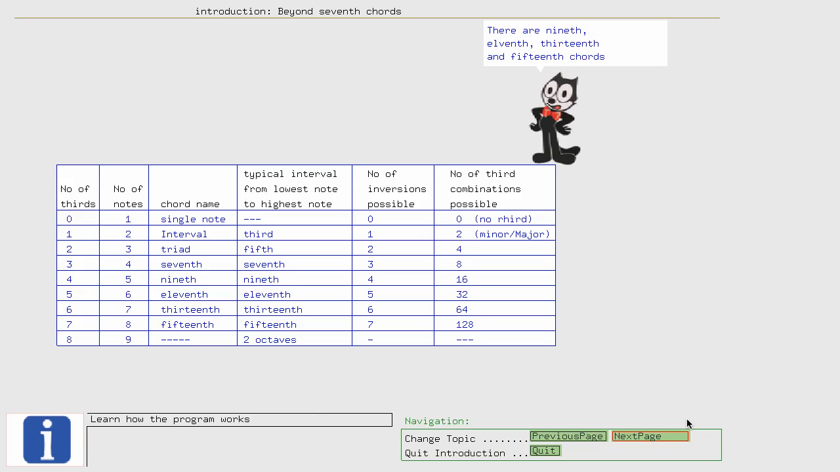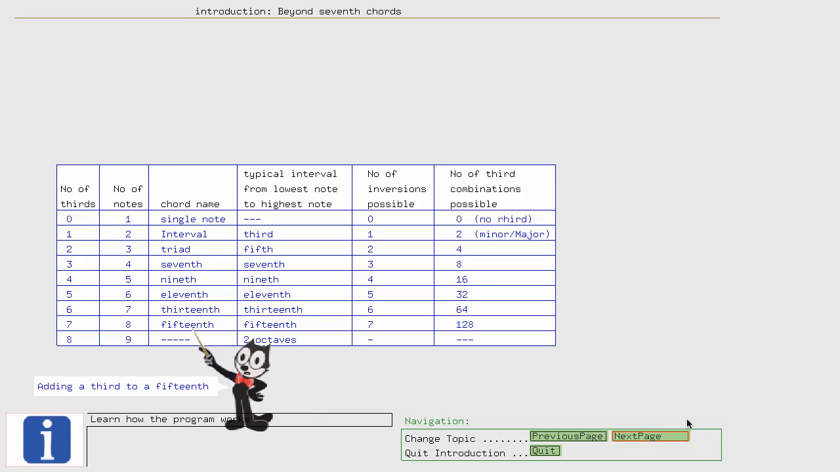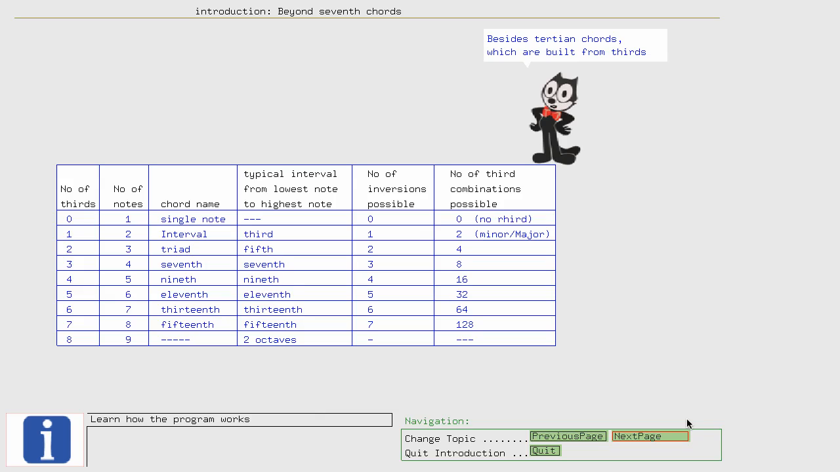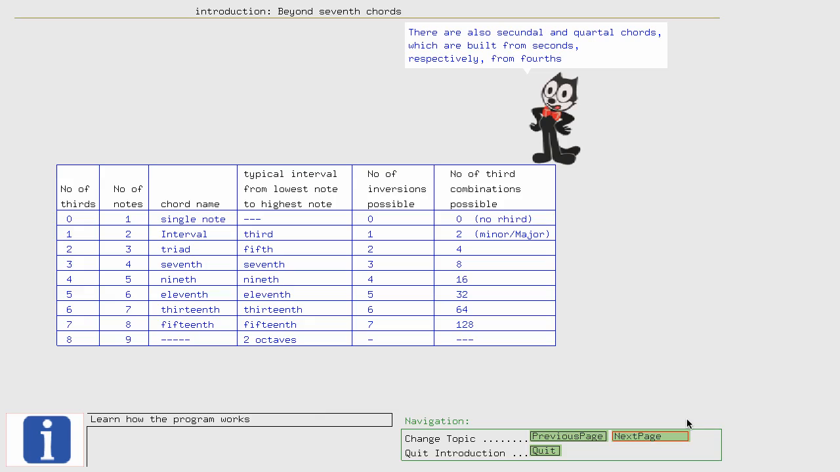There are 9th, 11th, 13th and 15th chords. Adding a third to a 15th brings us back to the starting point, but 2 octaves higher. Besides tertian chords, which are built from thirds, there are also secundal and quartal chords, which are built from seconds, respectively from fourths. That's it!